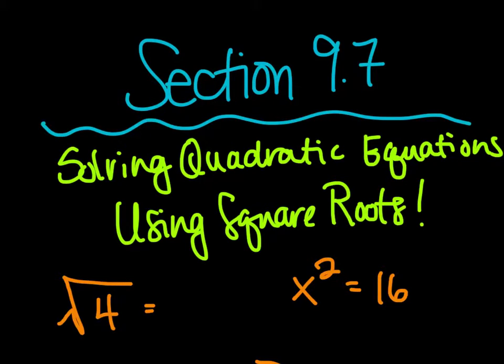Welcome to section 9.7. This is solving quadratic equations using square roots. In various cases you can sometimes use square roots to help you solve an equation if you have just simply x squared and there's no x term and there's some sort of helpful term for your c term essentially. So we're just going to be looking at square roots.